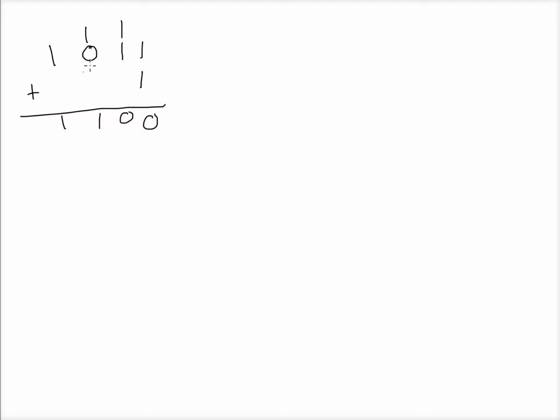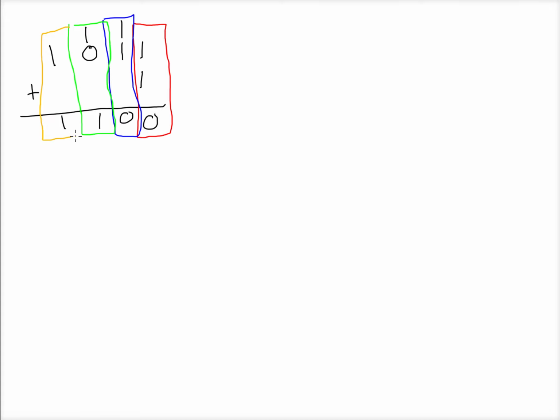Alright, let's box in our columns so we know what we're dealing with here. So the red half adder is going to deal with that column, and the blue half adder is going to deal with this second column right here, and then the third half adder is going to deal with this third column right here, the green one, and then the fourth half adder is going to deal with the fourth column. Okay, so now let's do the red half adder. Do the first column first.